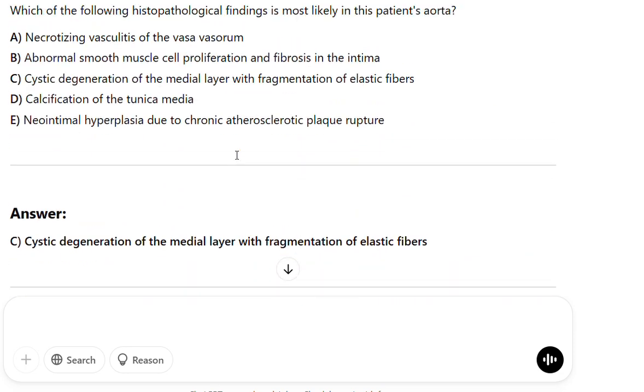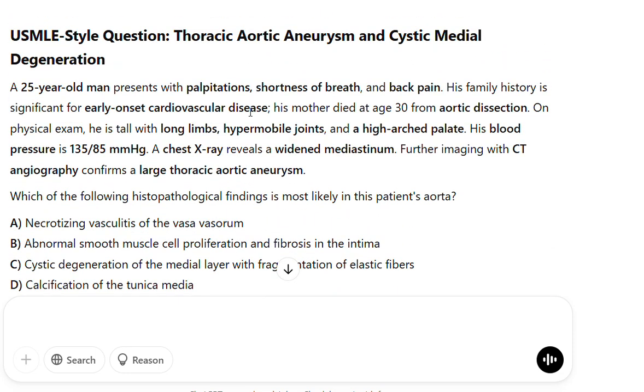USMLE style question: thoracic aortic aneurysm and cystic medial degeneration. A 25-year-old man presents with palpitations, shortness of breath, and back pain. His family history is significant for early onset cardiovascular disease. His mother died at age 30 from aortic dissection.